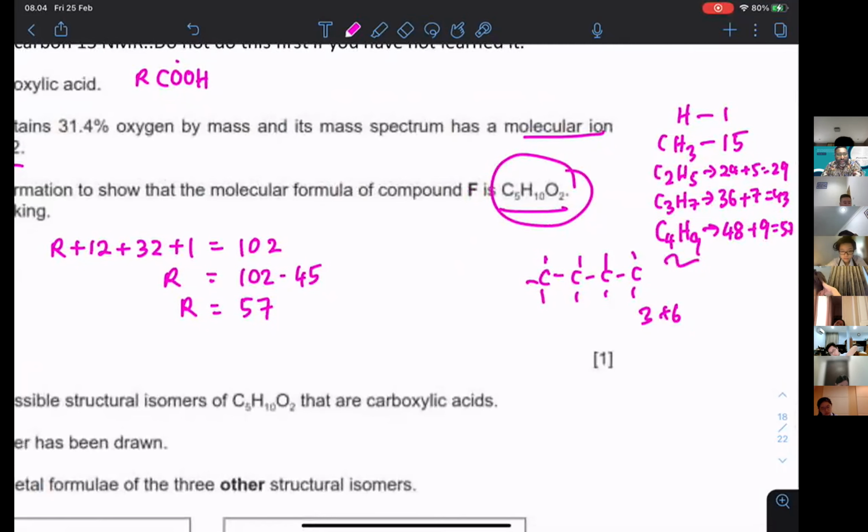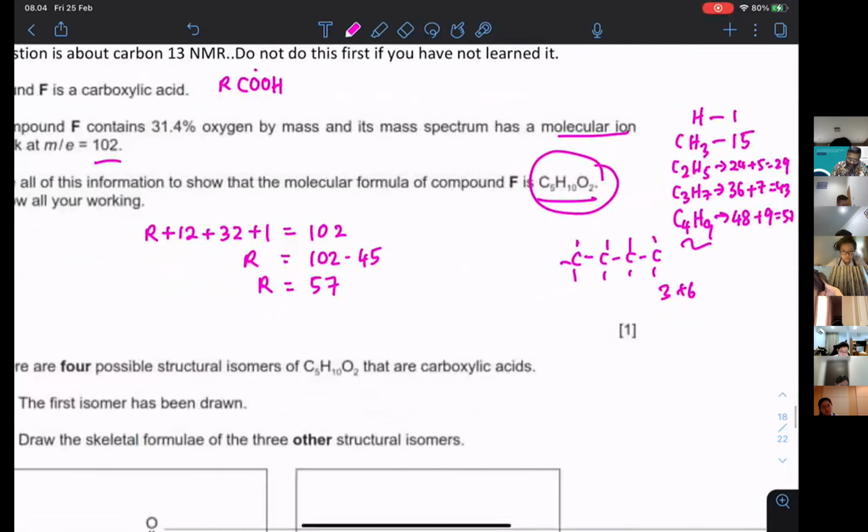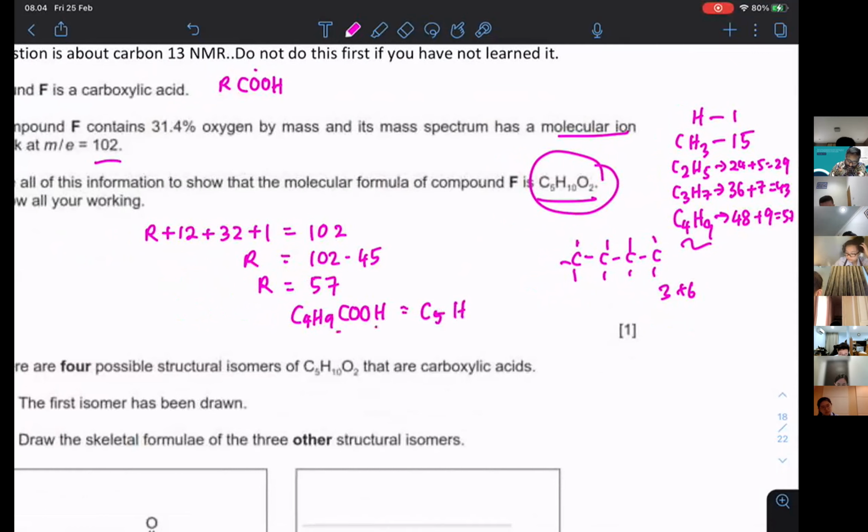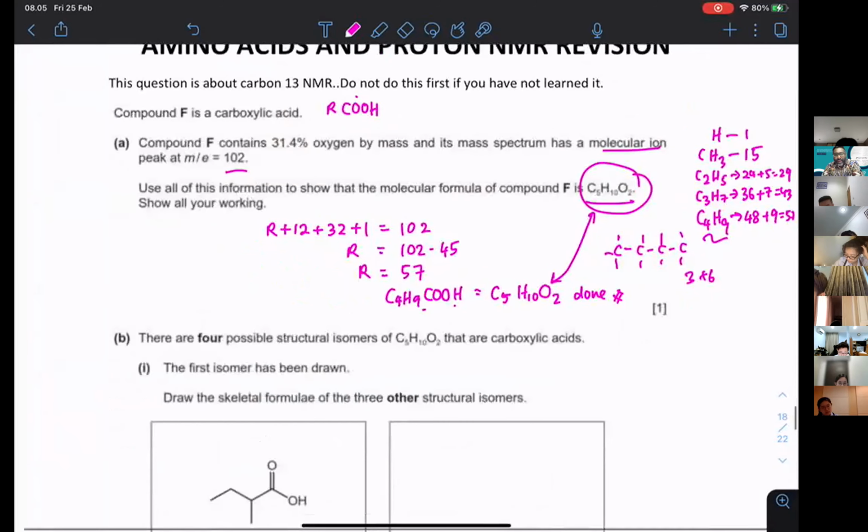Maybe there are better methods, but for me, this one works for me. So it's a C4H9. So I know that the R is C4H9, COOH. So you just need to show that the molecular formula is C5H10O2. This is what I use.